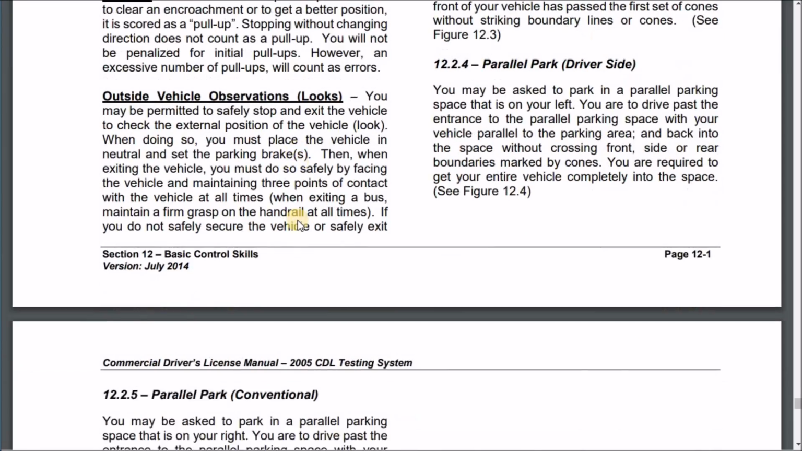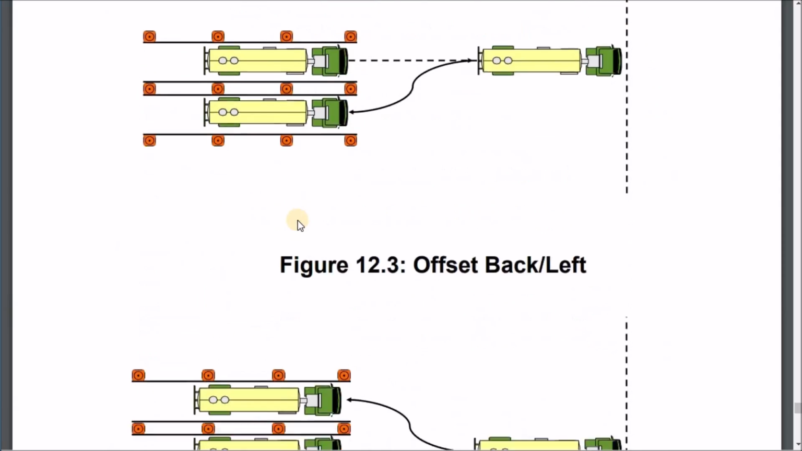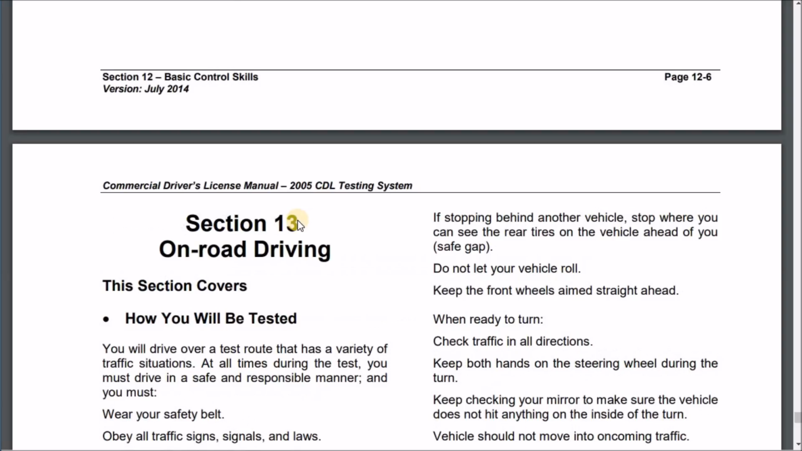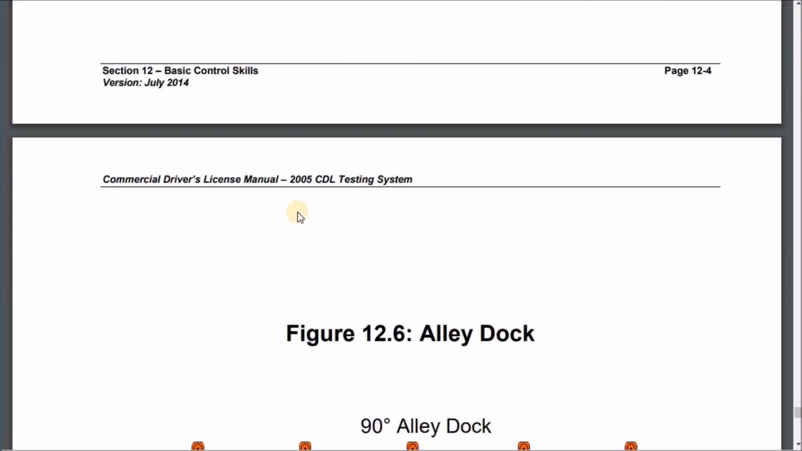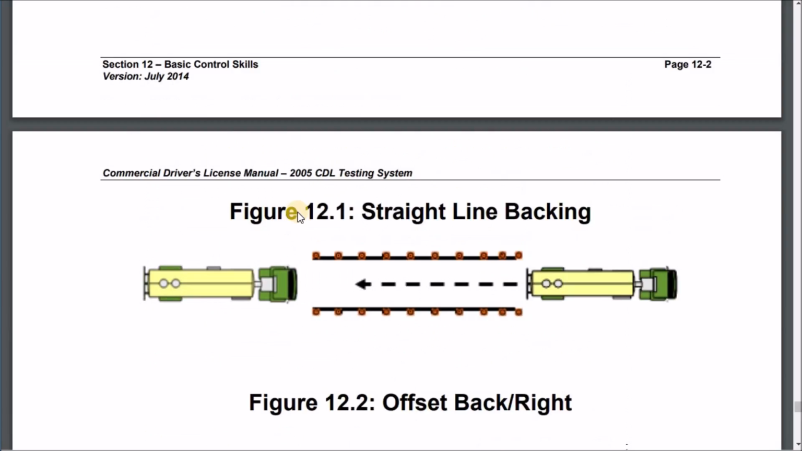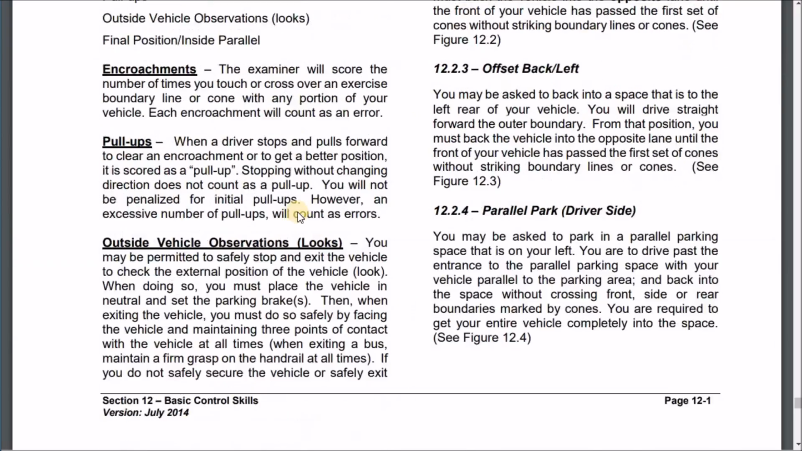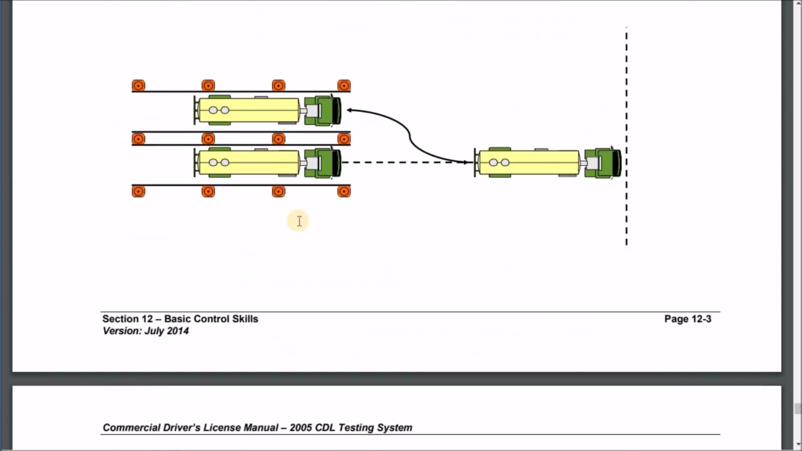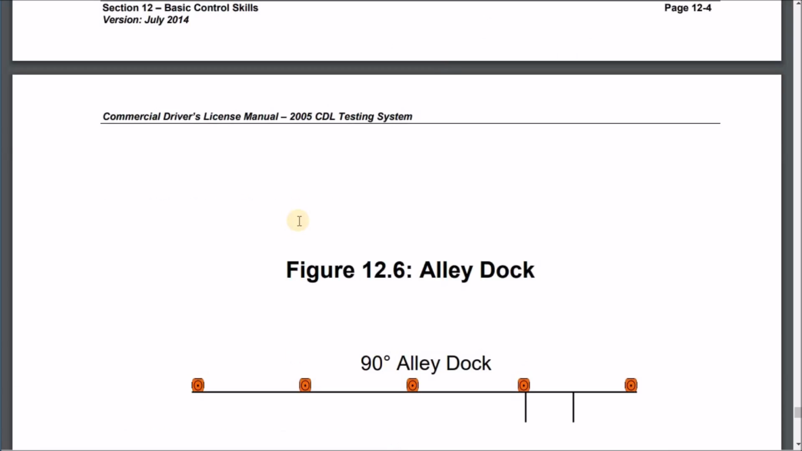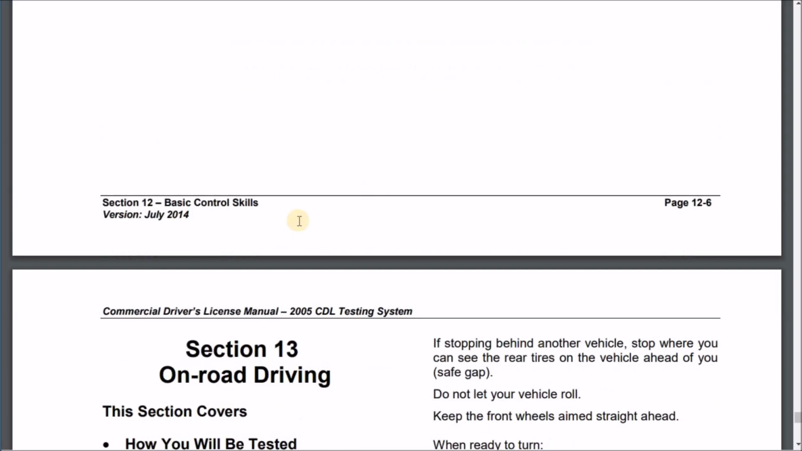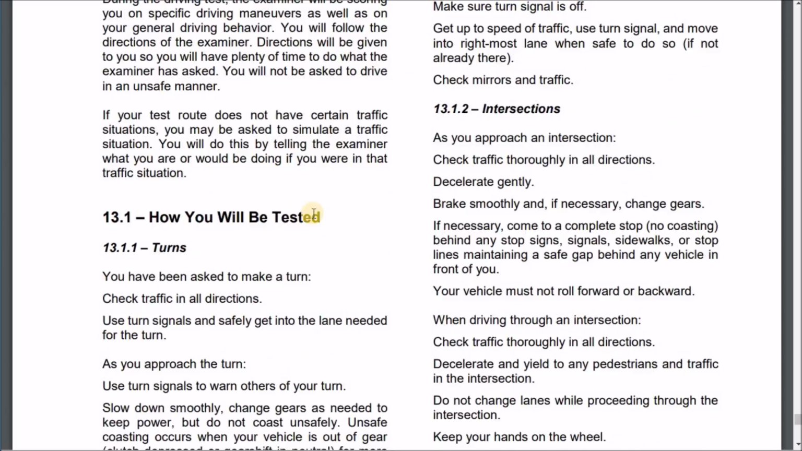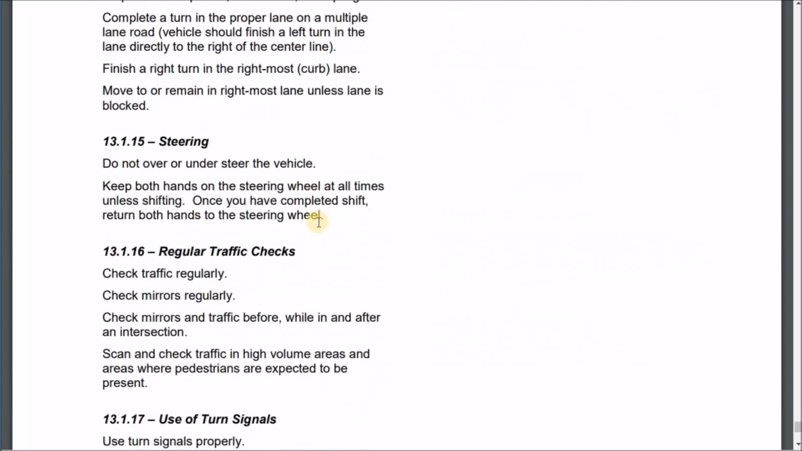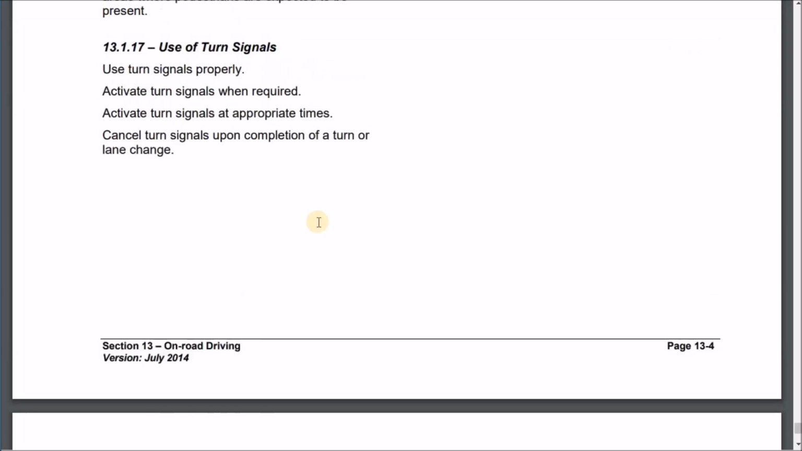And I don't believe there are any questions here either. But this is the stuff that is necessary, you have to do this in front of an examiner, so you need to be very familiar with these procedures here. Now going on to the last one, which is Section 13. Off-road driving. Let's see if there are any questions here. I'm not seeing any.